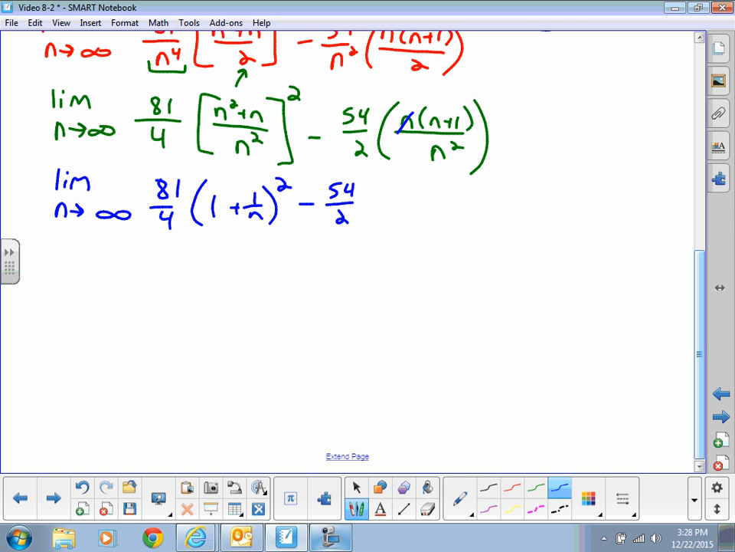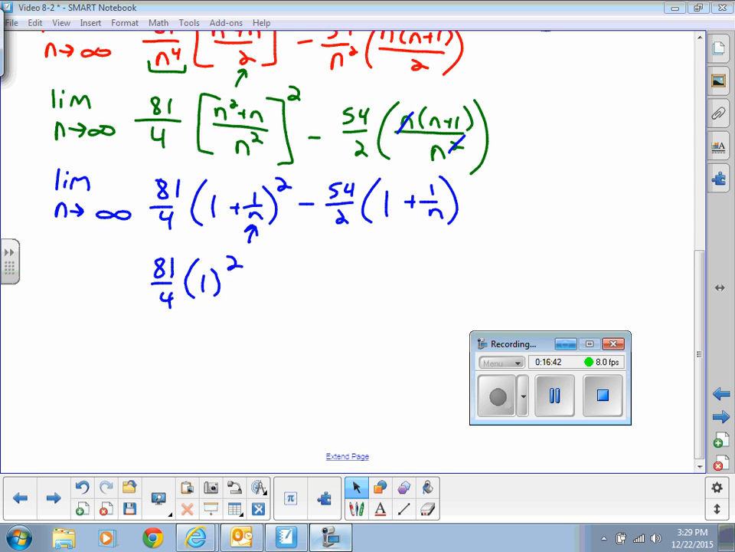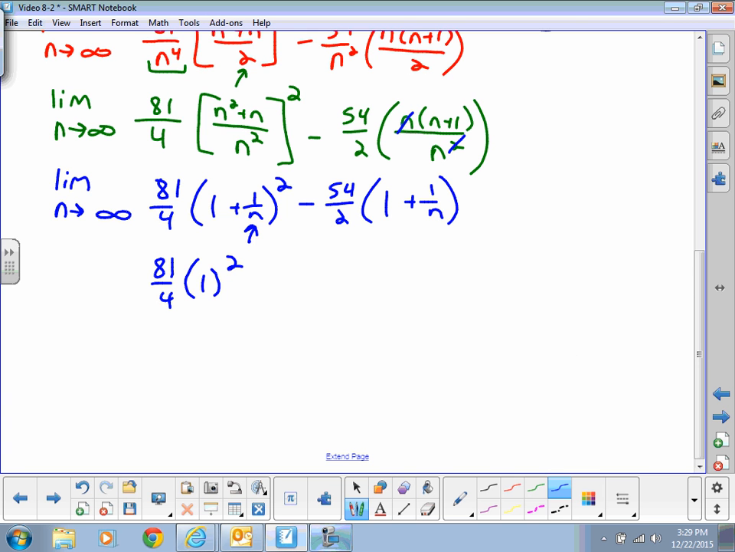Now, one of the n's is going to cancel out here. And then the remaining one will divide the n plus 1. So we'll be left with 1 plus 1 over n. And now we're going to evaluate our limit. As n goes to infinity, the denominator will get huge, meaning this fraction will go to 0. So we'll just have 81 over 4 times 1 squared, minus 54 over 2, again, as the bottom goes to infinity, that fraction will go to 0, so we'll just have 1. Okay, and that takes care of the limit.